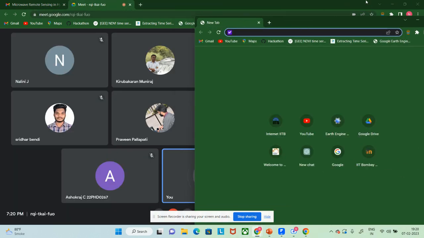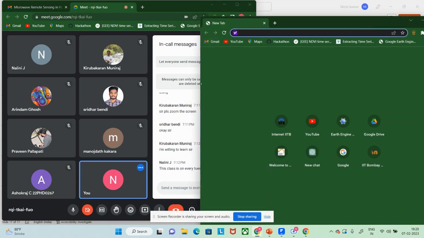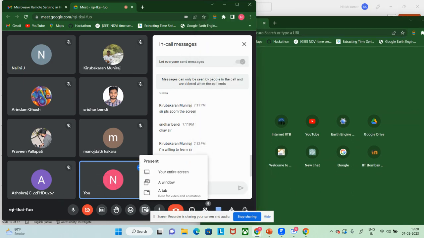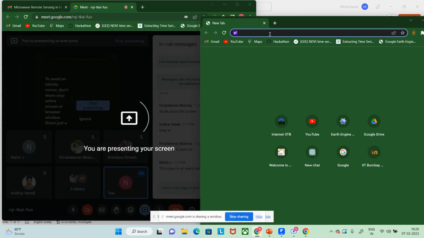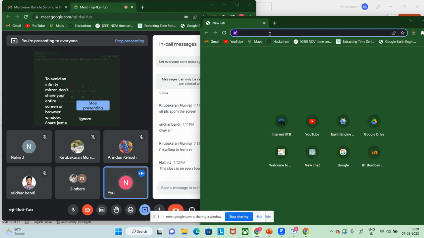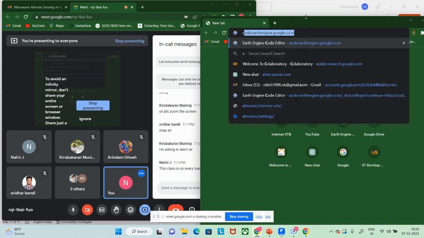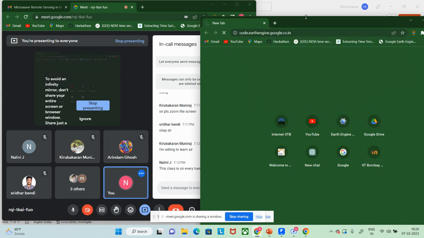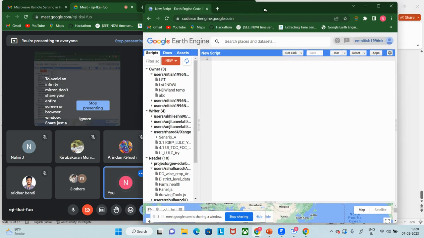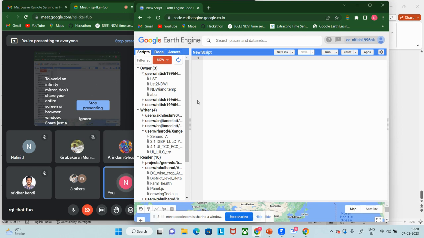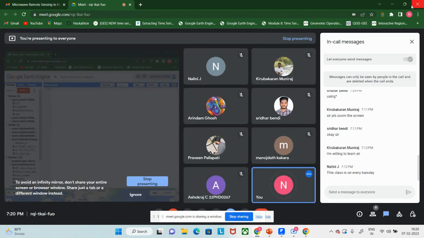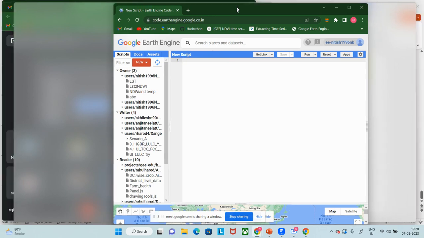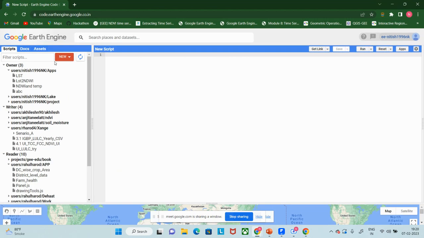Okay, I will show you. Okay, so my screen will be visible, I guess. Here we have to type code.earthengine.google.com. When you type it, if you have not signed up, you will be given different things and told to log in. As I already have an account, I am given this interface.